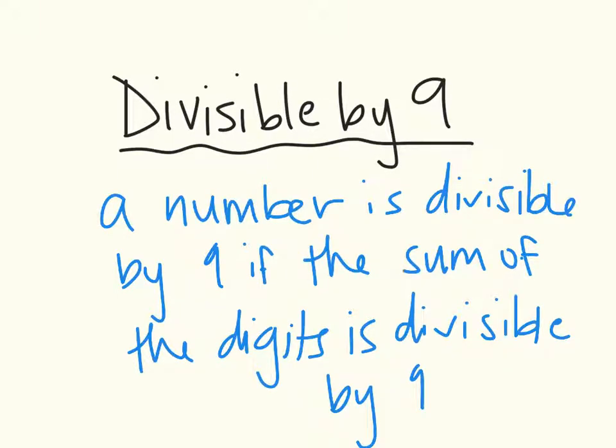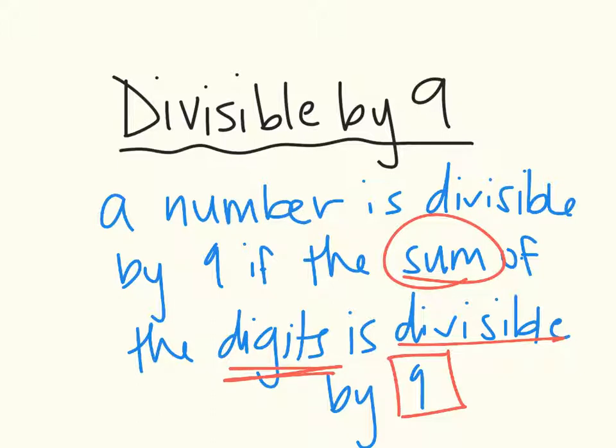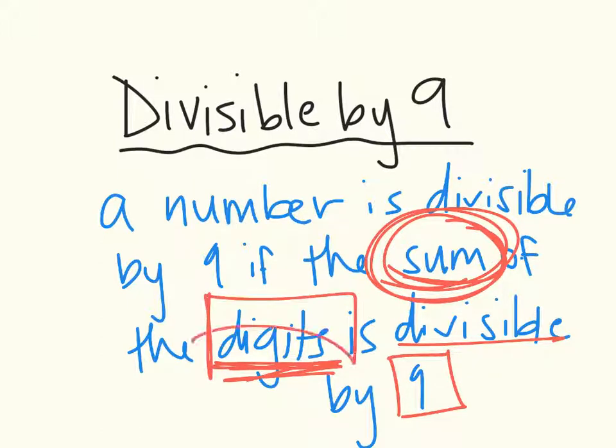So once again, look at this. A number is divisible by 9 if the sum of the digits is divisible by 9. So still going with that same pattern. We're adding up the digits, and if that is divisible by 9, then the whole number would be divisible by 9. So let's go ahead and take a look at an example.